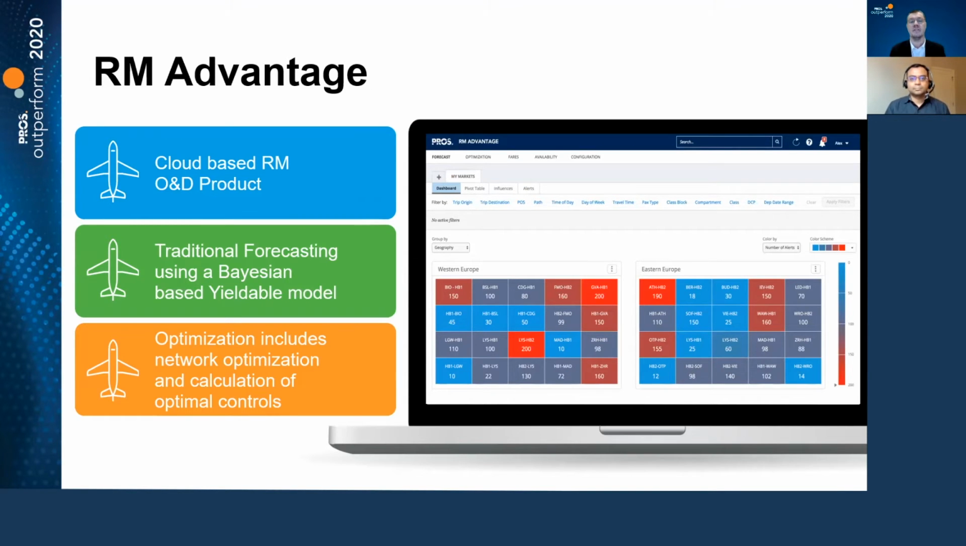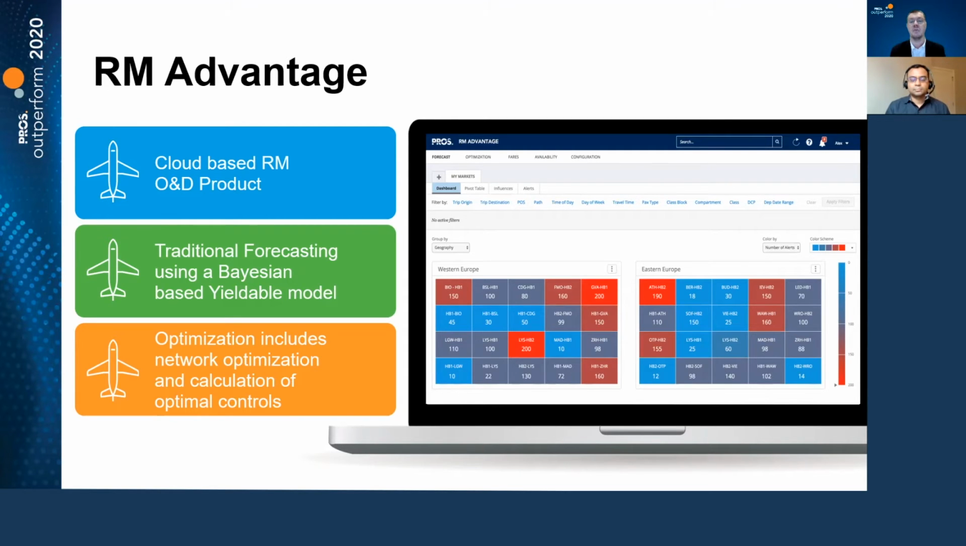All of dynamic pricing here starts off with our core RM Advantage product. This is our foundational product, which has been in the marketplace for a while and been used by a number of airlines of a variety of shapes and sizes around the world. And so it has a strong history of being robust functionality. This is a cloud-based RM O&D product.